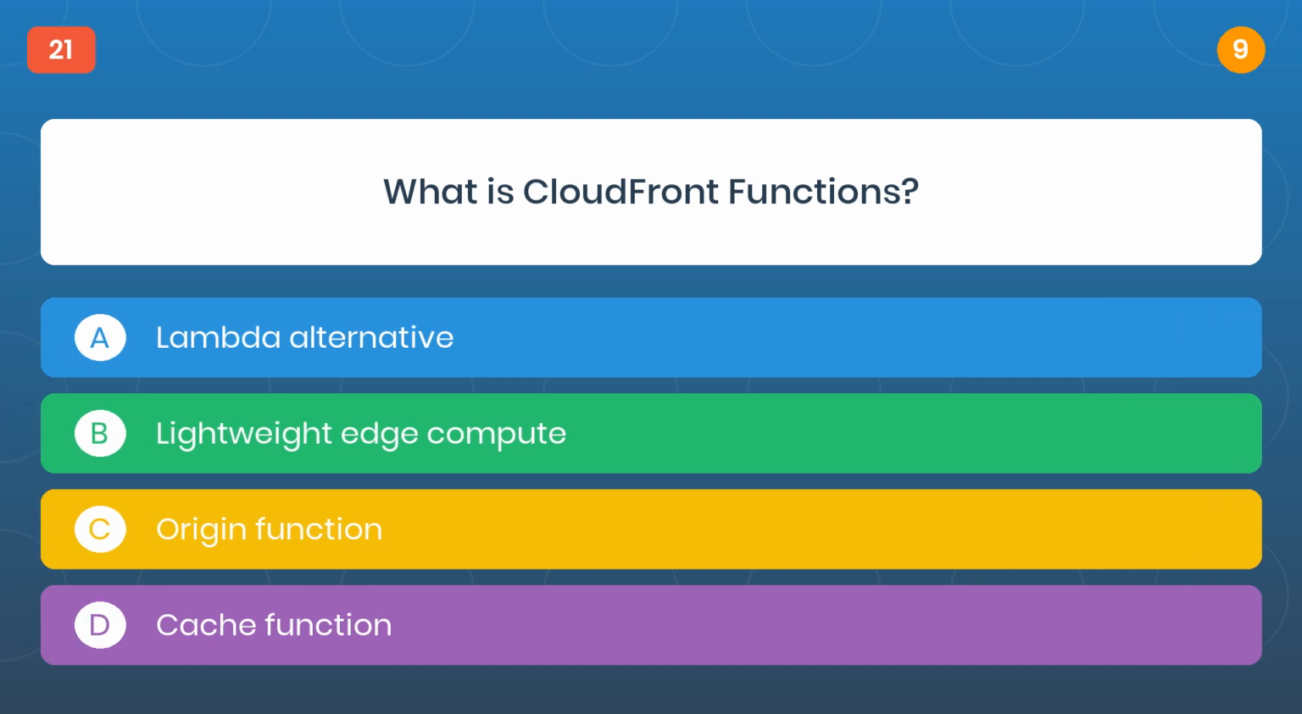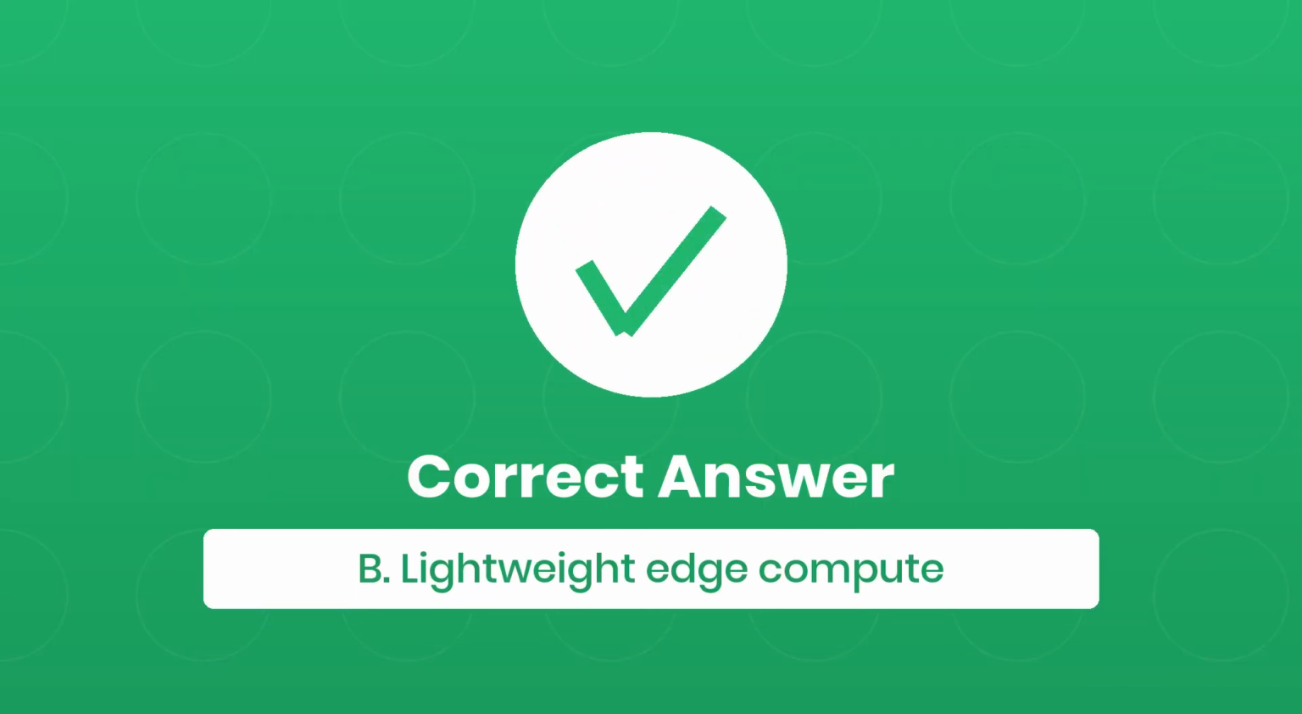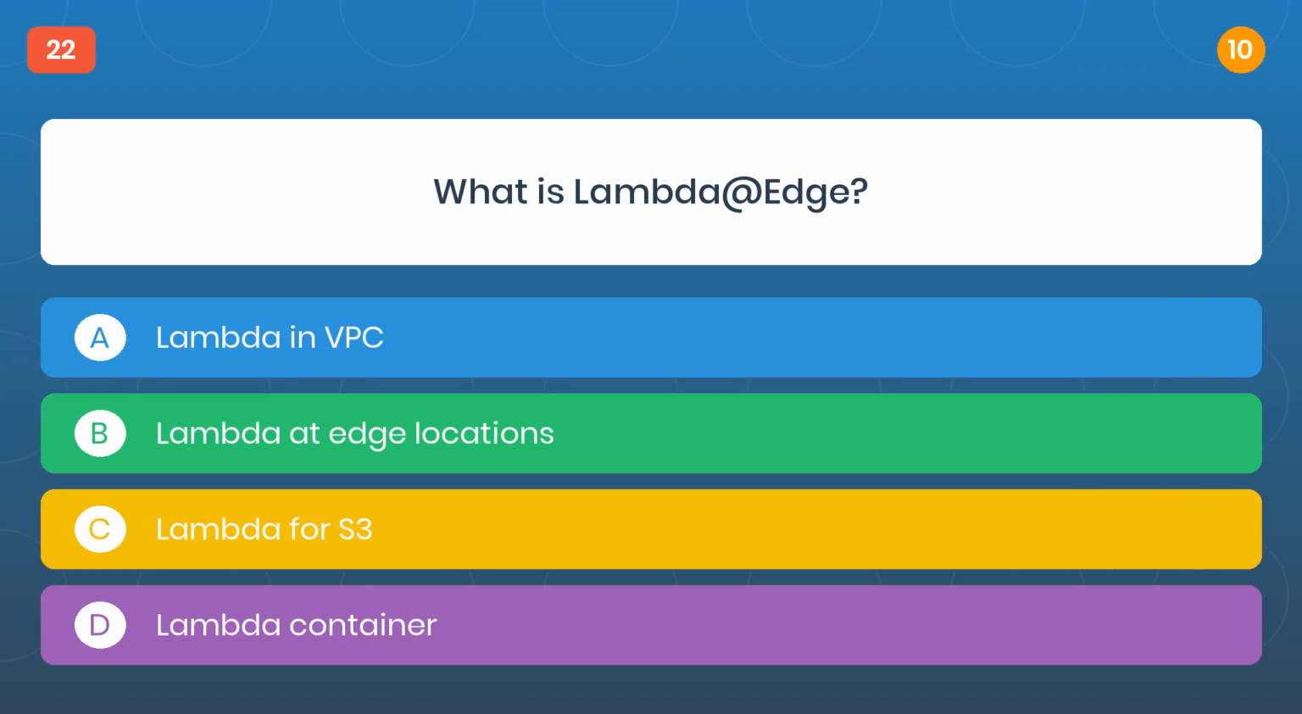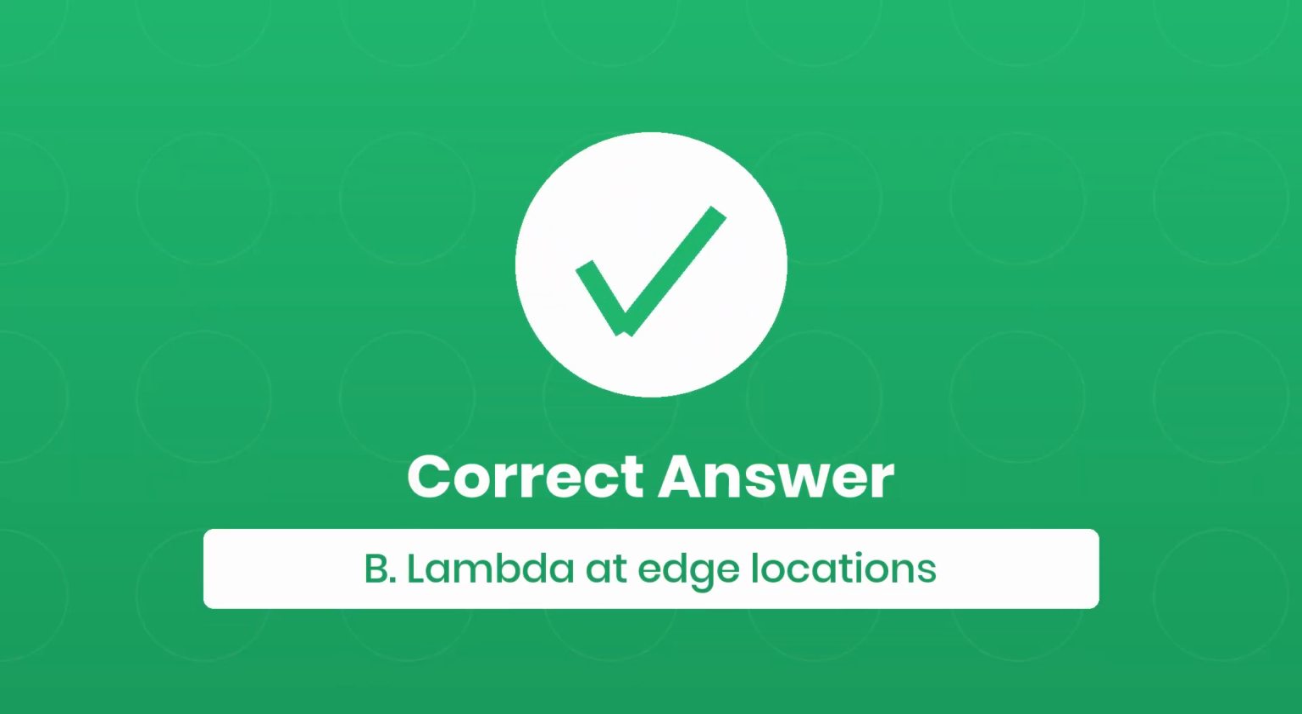Question 21. What is CloudFront Functions? The correct answer is B, lightweight edge compute. Question 22. What is Lambda@Edge? The correct answer is B, Lambda at edge locations.